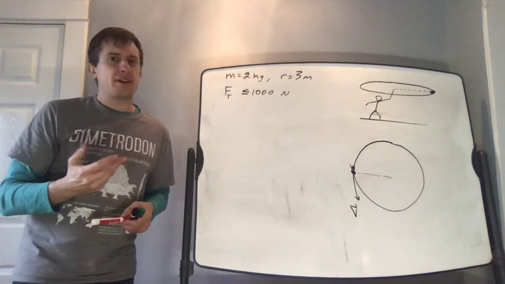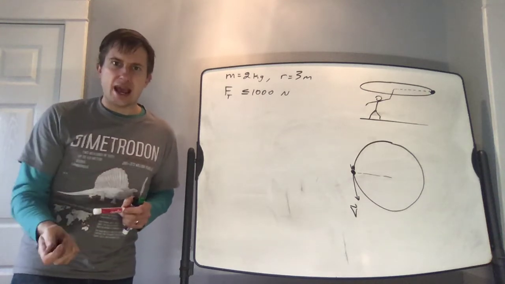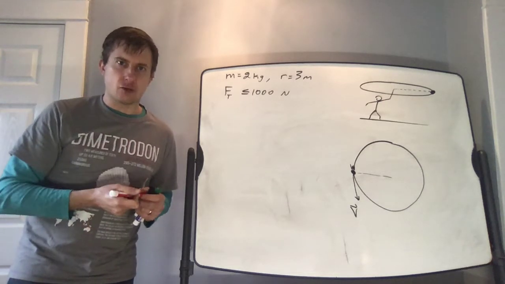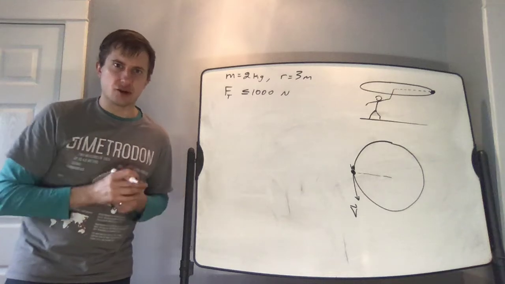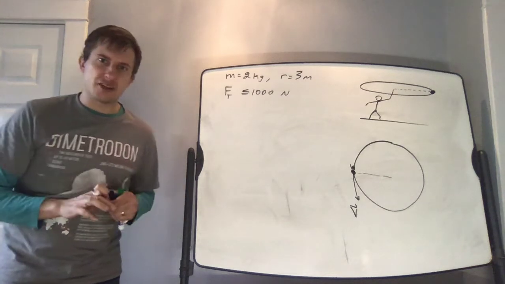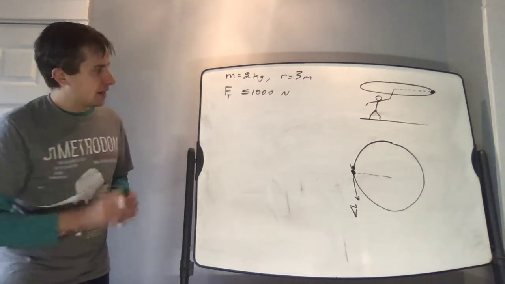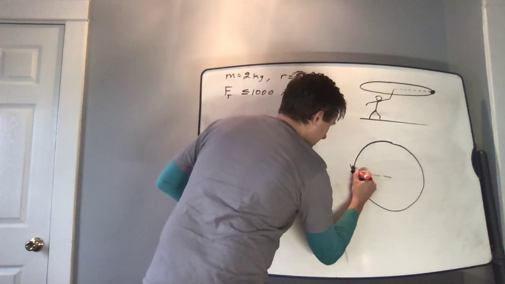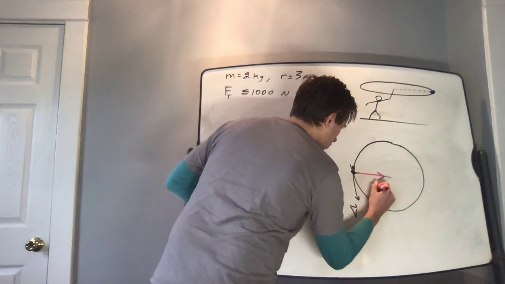And we know that if an object is moving in a circular path at constant speed, the direction of that object's acceleration is inward towards the center of the circle. So I'm going to draw that acceleration on this picture. Constant speed, circular path, acceleration is inward towards the center of the circle.